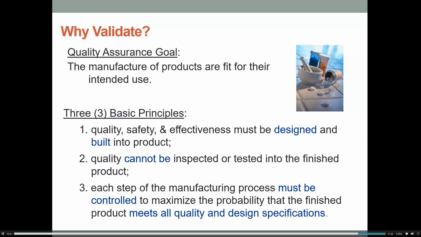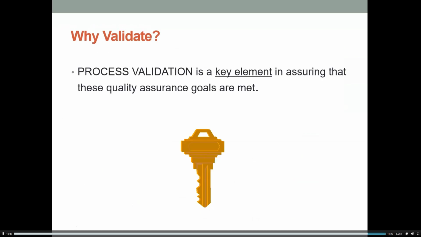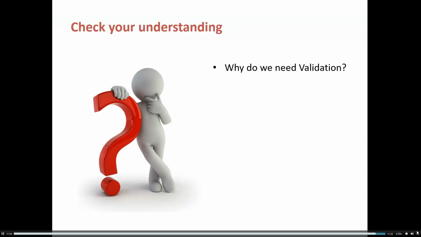Quality cannot be inspected or tested into the finished product. It needs to be done ahead of time. Each step of the manufacturing process must be controlled to maximize the probability that the finished product meets all the quality and the design specifications. Process validation is a key element in ensuring that these quality assurance goals are met. This is how we succeed in reducing the variability in our processes, by having good process validation practices in place. So just to check your understanding, why do we need validation?